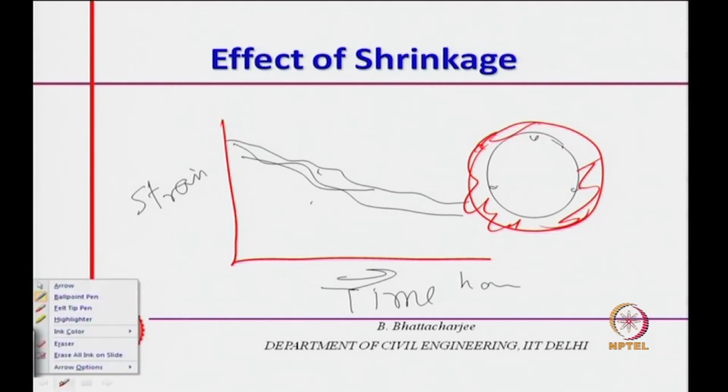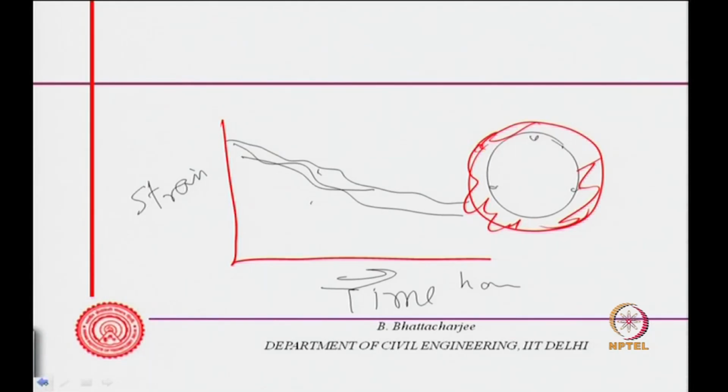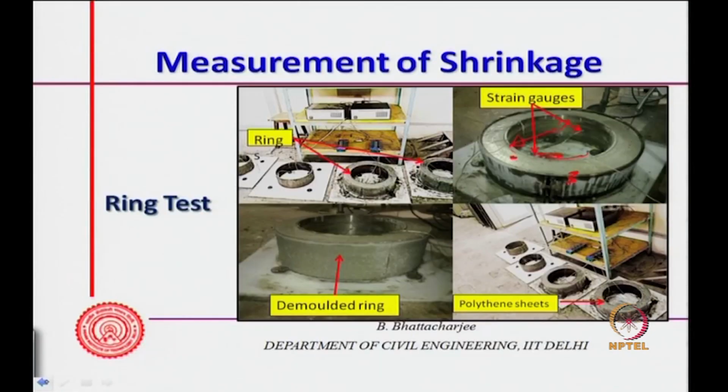Now, what is the effect of shrinkage? So, that is how we do the test. Chemical shrinkage is measured by change in volume through a graduated capillary, and autogeneous shrinkage as well as drying shrinkage up to cracking can be measured by the ring test. That is what I just mentioned. You can go on recording this. So, this is the ring test from which you can measure.